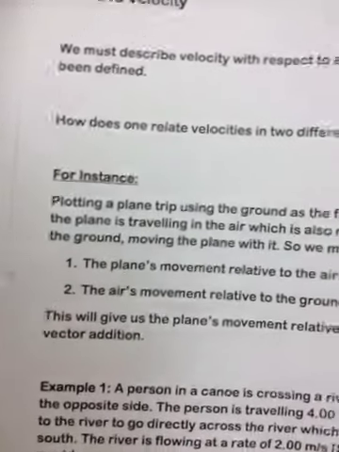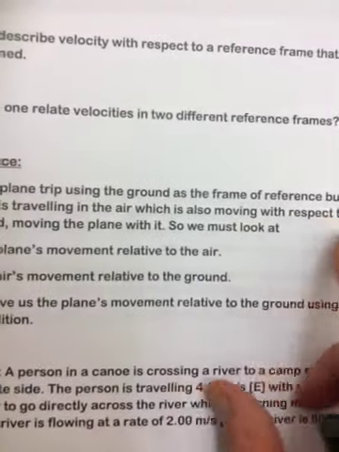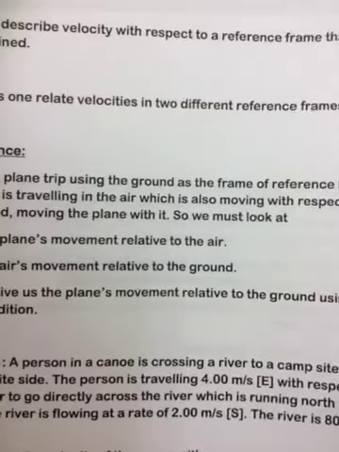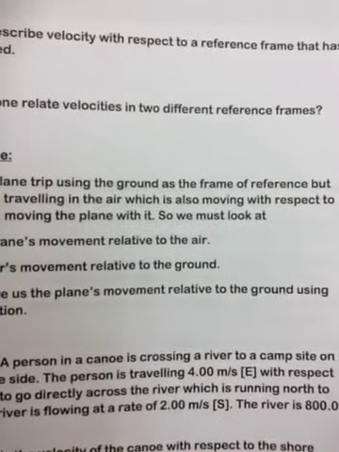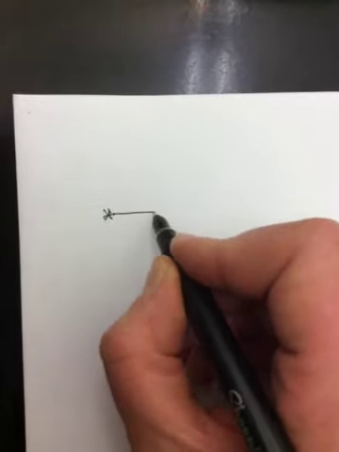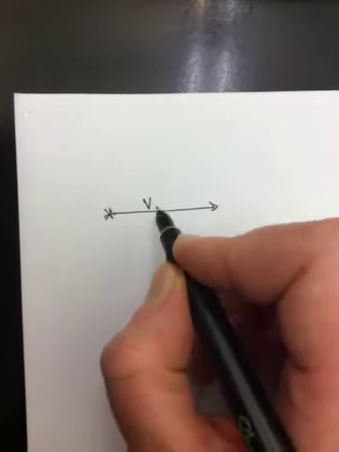So if you look at this sheet of notes, it says plotting a plane trip using the ground as a frame of reference, but the plane's traveling in the air, which could also be moving. So then you have to look at what's the overall effect. So what I mean by that, I'll cap my pen here, is, right, here you are on the ground and you want to move this way. Okay, so this is what you're doing.